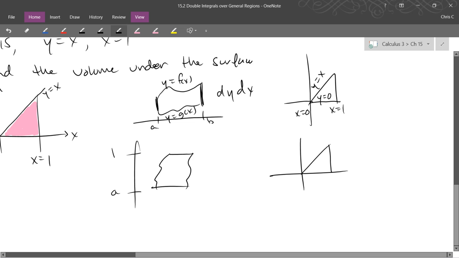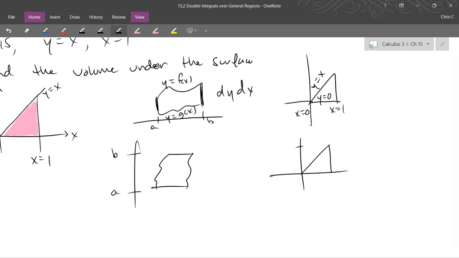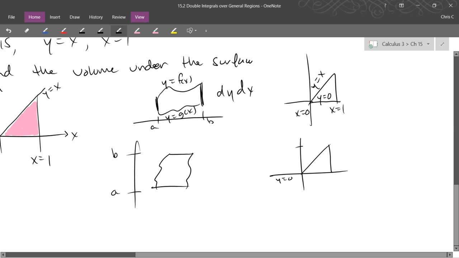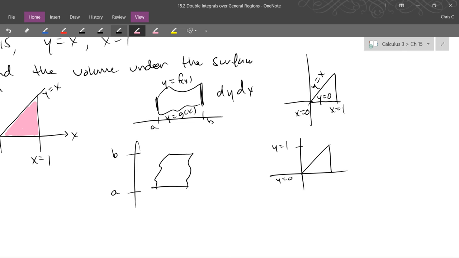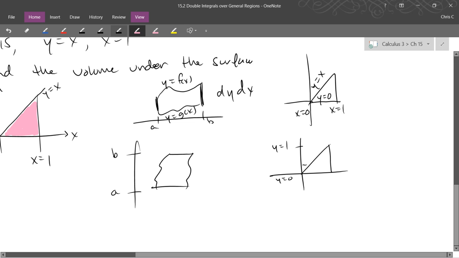So let's do the easy part, constants. What is the y equals a? What number is a? Zero. What about the top or the biggest y value? One. So y zero, y is one are the bounds. What about the sides? Let's do the left side first. I need an x equals. That's it, x equals y. Maybe my function was a little too easy. What about the right bound? Right bound is x equals what? X equals 1, right there.